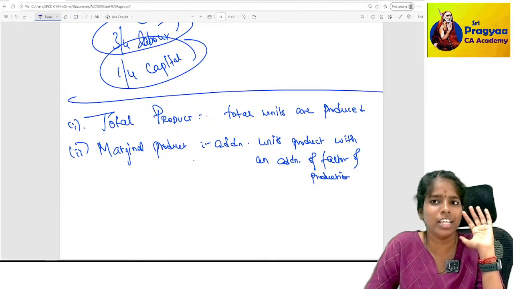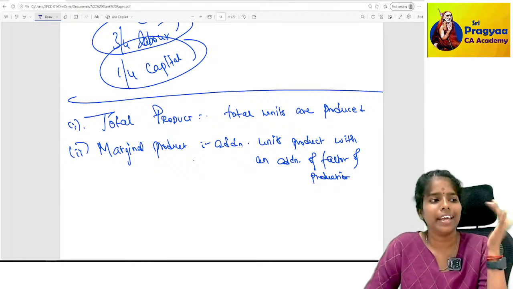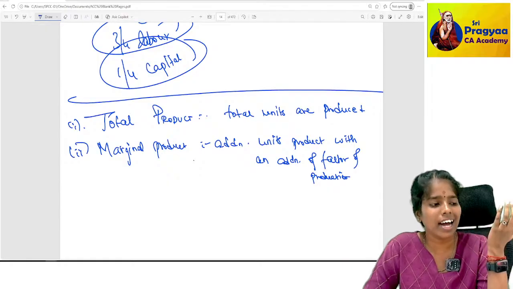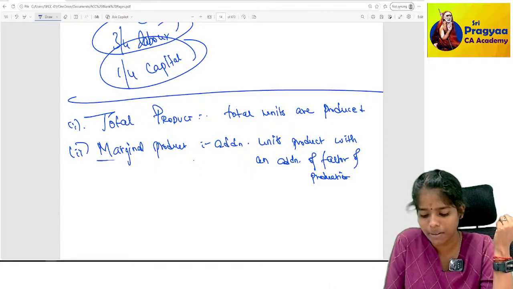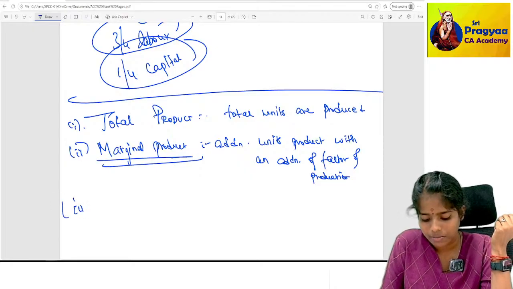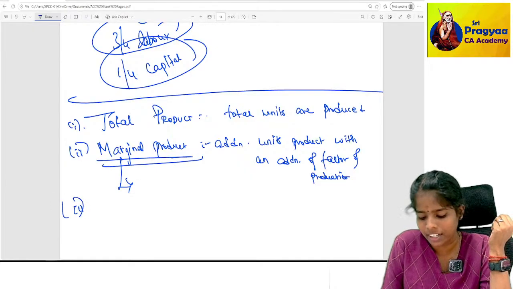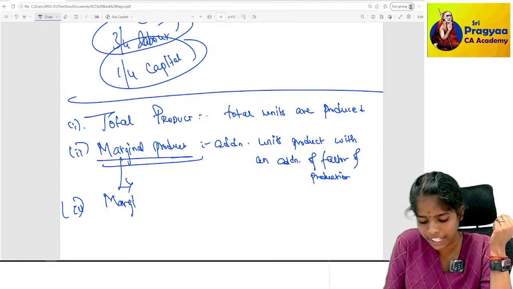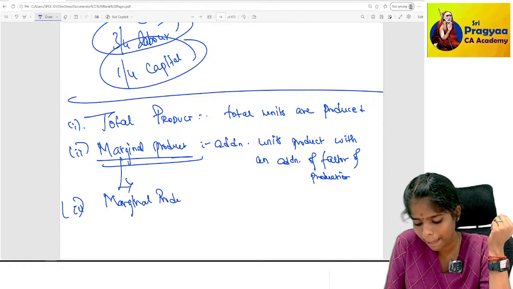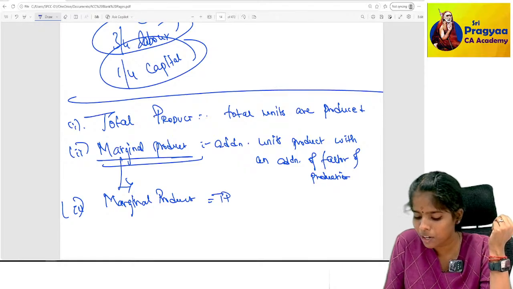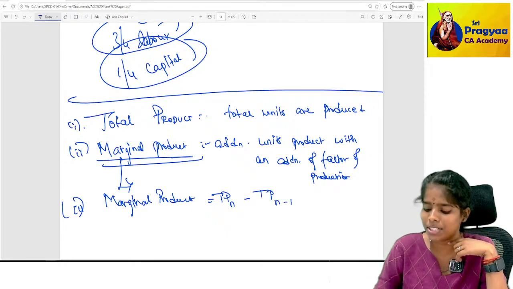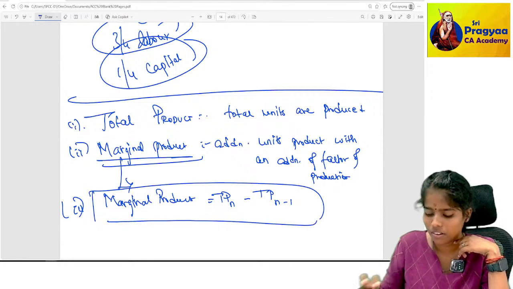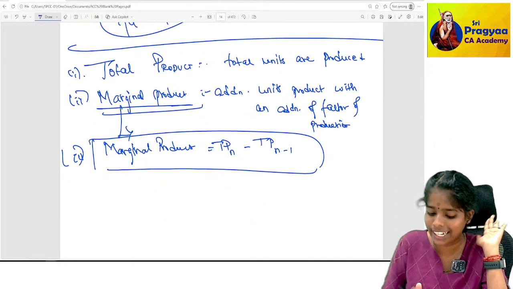Input சொன்னேன் இல்லையா? ஏதாவது ஒரு இன்புட்டை நம்ம இன்க்ரீஸ் பண்றதுனால என்னோட ப்ரொடக்ஷன் இன்க்ரீஸ் ஆச்சுன்னா the additional increase of production with an additional increase of factor is my marginal product. So marginal product we can also say it as marginal product is equal to total product of n minus total product of n minus 1. இது ஃபார்முலா. இது வந்து நம்ம சம் போடும்போது I will explain. இதை வந்து நோட் பண்ணி வச்சுக்கோங்க, we will tell later.